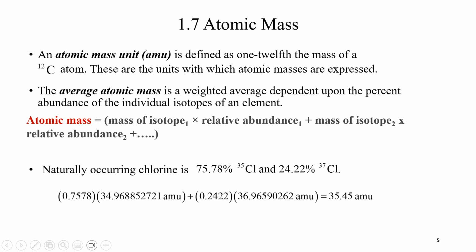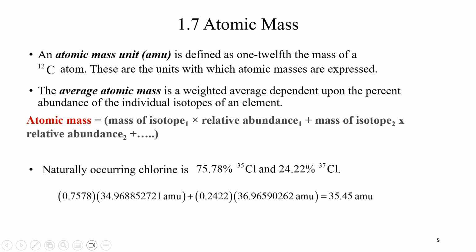Note this is very similar to what we were doing with the apples, right? The mass of the first apple times its relative abundance, plus the mass of the second multiplied by its relative abundance, etc. Let's look at an example.